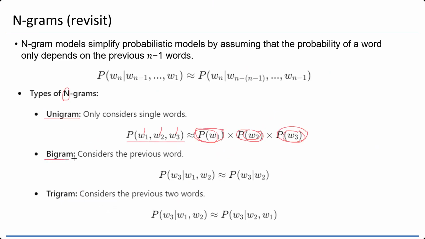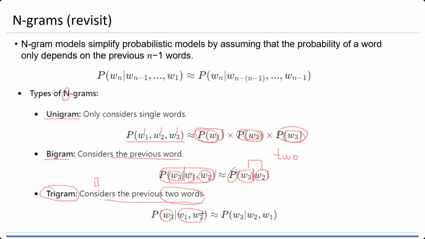For the bigram, it means we consider the previous word. If I want to check the probability of W3 given W1 and W2, it will be the probability of W3 given W2. So bigram has 2; bi means 2. Trigram means 3 words. We need to consider the previous 2 words. So I want to know the probability of W3 given W1 and W2. We can have 4-grams, we can have 5-grams, and so on, because it is represented by N.